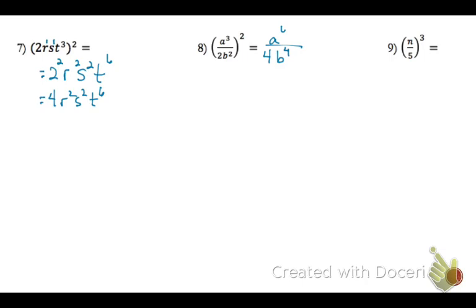And then finally, this is n to the first power. 1 times 3 is 3, so third power. And then 5 to the third power. I'm going to go ahead and just do 5 to the third power, which is 125.